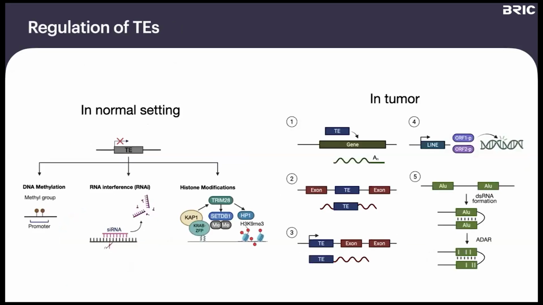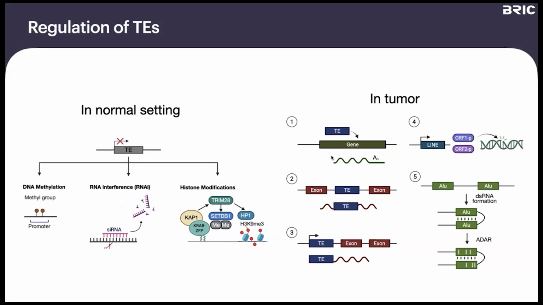Although TEs compose approximately 50% of the human genome, many of them are actually silenced in the normal setting at various levels. They can be silenced by DNA methylation. There is also another level, RNA interference using siRNA or piRNA, and histone modification, which will regulate TE expression. However, in the cancer setting, there is dysregulation happening. Therefore, these TEs that were originally silenced become reactivated.